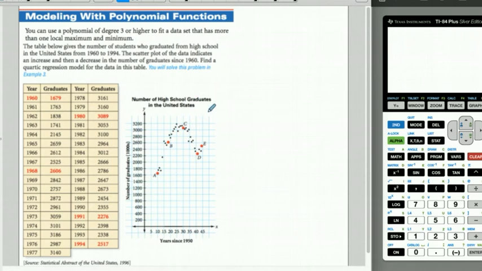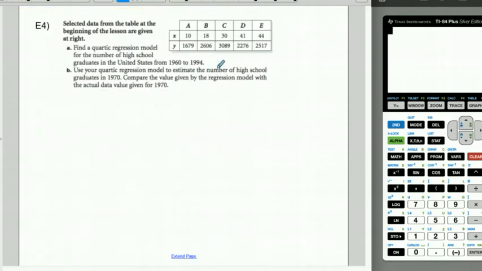So you're asked to use a quartic regression model, and that's what we're going to do in an example. Now you'll notice that although there's a ton of data points, they picked a handful of data points for you to use for a quartic regression. So let's go ahead and walk through that. So using those chosen data points, we're going to go ahead and find a quartic model.